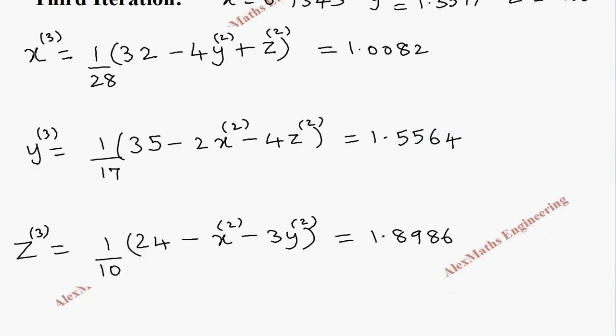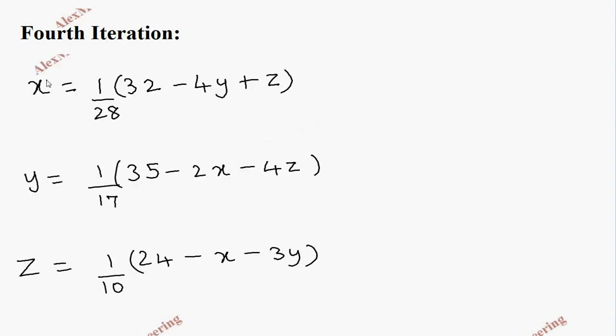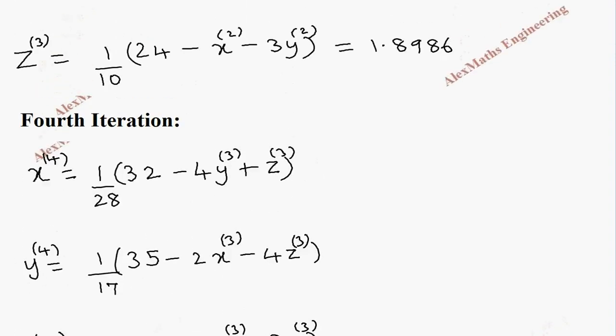Now we are going to start the fourth iteration. So let's take the equations again. We are going to calculate x of 4, y of 4, z of 4 using all the x of 3, y of 3 and z of 3. So let's write 3 for all. And before going to calculation, let's copy all these values.